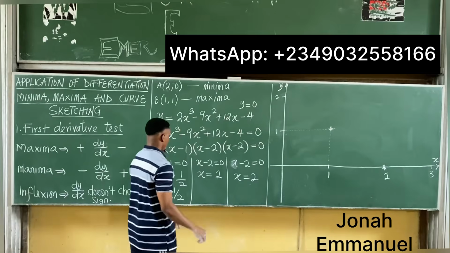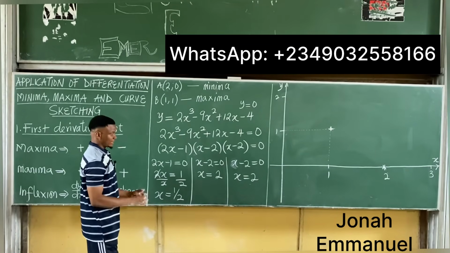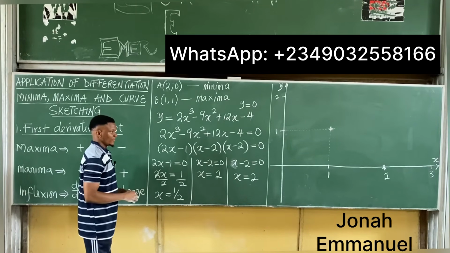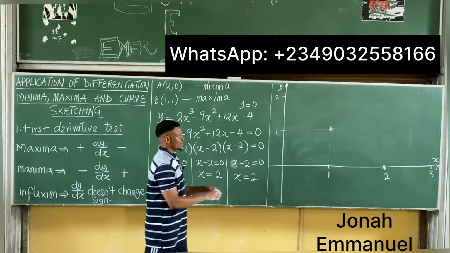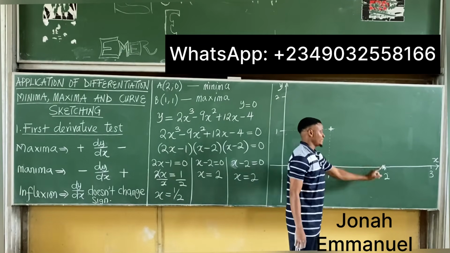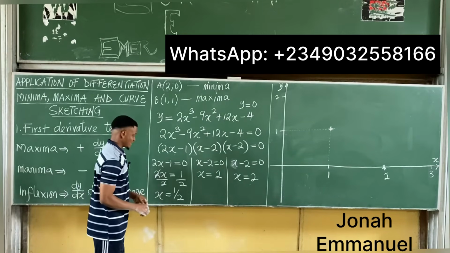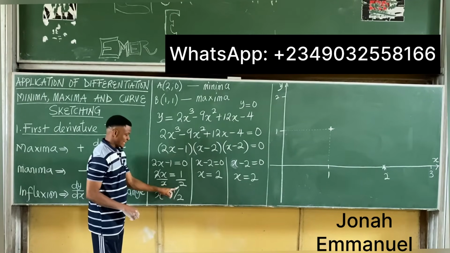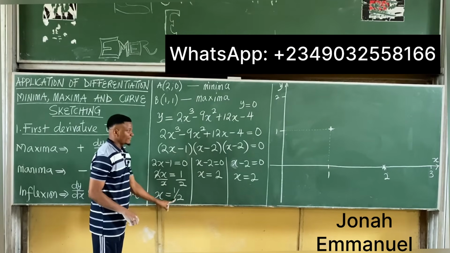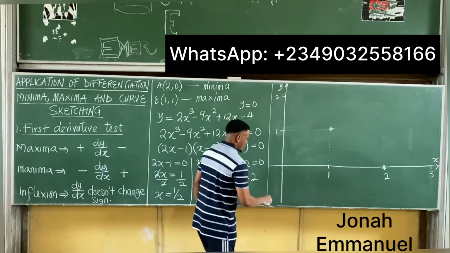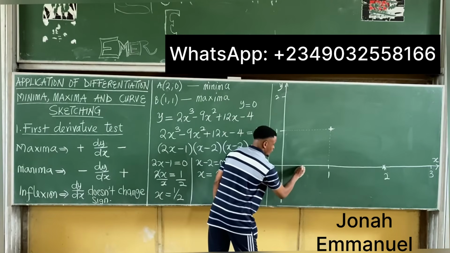So what next there? Let's look at the turning points. These 2 points are my turning points, my maxima and my minima. Let's look at the roots. The roots is simply where the curve crosses the x-axis. This one is saying that the curve crosses the x-axis at x equal to half. So that's 1 over 2. This is 0. 1 over 2 should be here.